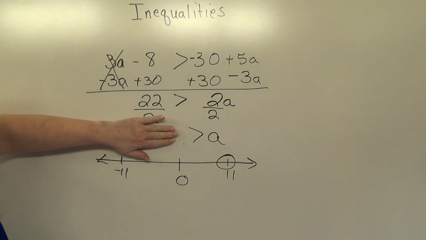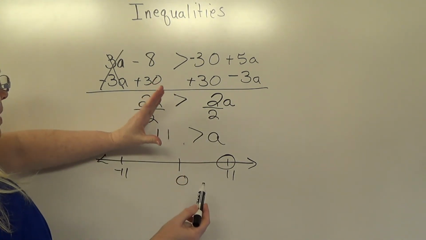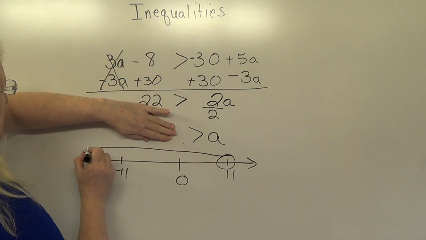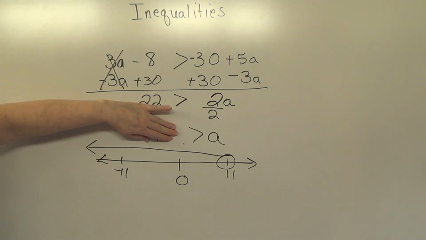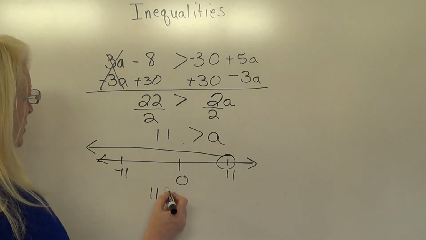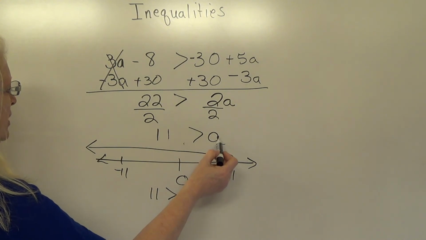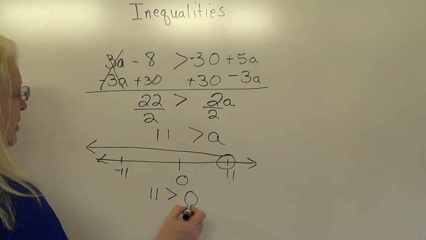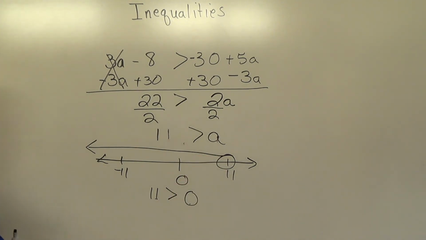And then if I cover up the 11, tell me about a. Is a smaller? If the mouth is open to a, it's bigger, but it's not. So a is smaller, so I'm going to draw an arrow that goes to the left showing that a is smaller. We'll do a quick check. 11 is greater than, let's pick a number that's smaller than 11. Let's pick 0. Is 11 greater than 0? Yes. So all I did was substitute 0 in for a, and that's true.